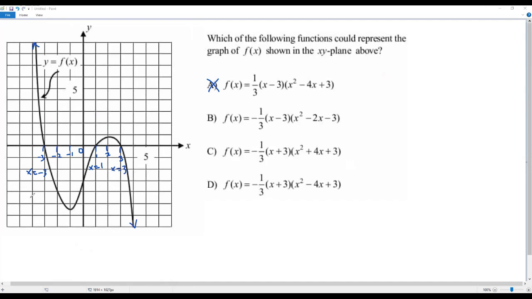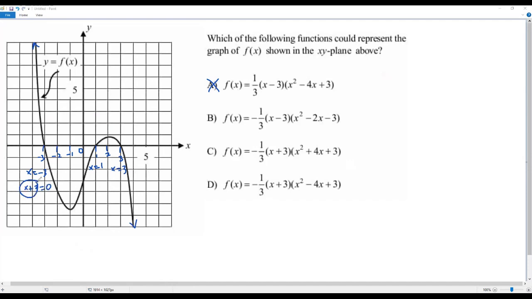So we will have three linear factors. To get the first linear factor, let's consider the x-intercept x equals -3. We have to make the right side 0. To make the right side 0, we have to add 3 to both sides. When I add 3 to both sides, I get x plus 3 equals 0.